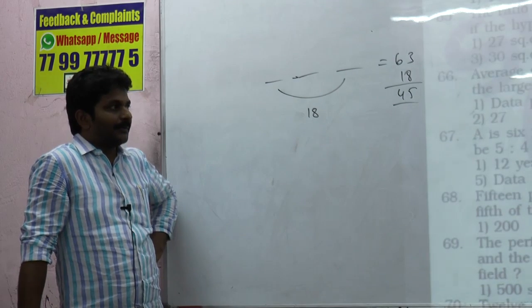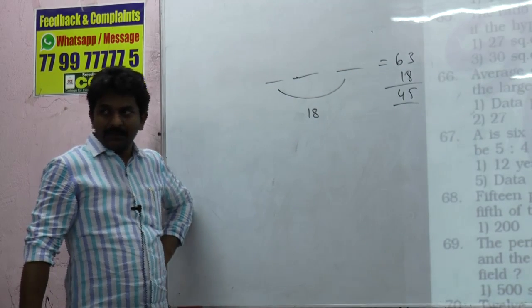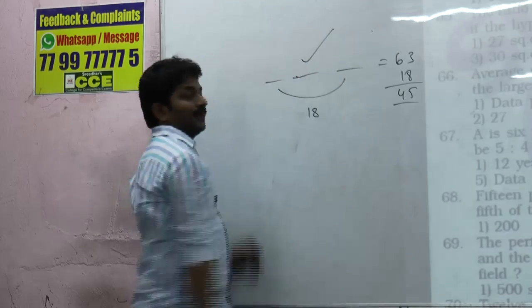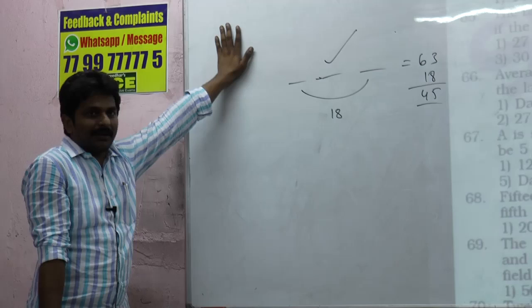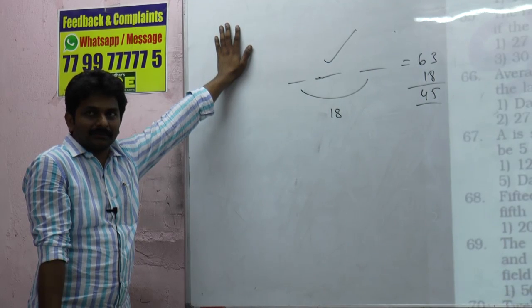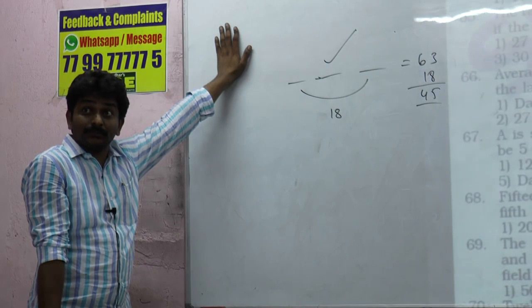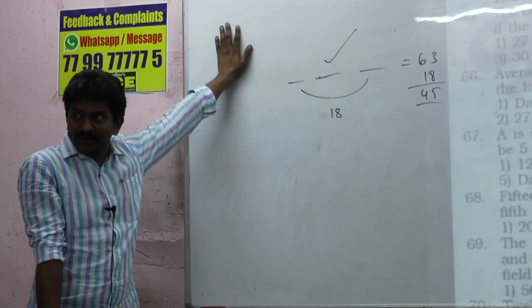Answer cannot be determined. You will not get the answer. You need to know the second number. If you can calculate the second number, then also the answer cannot be determined. If you know the second number, you can get your answer.